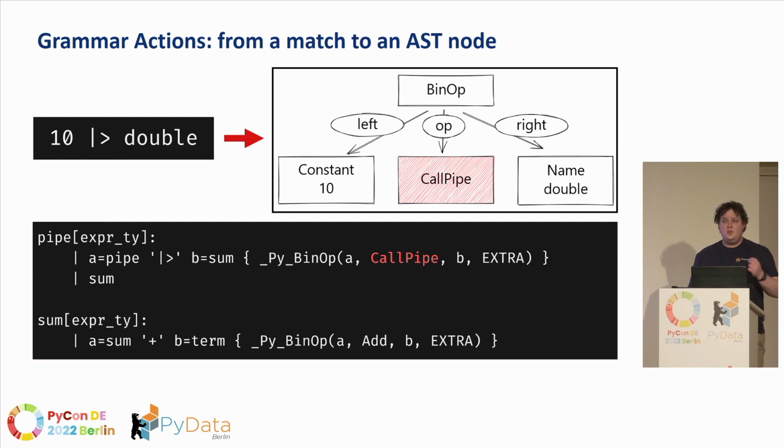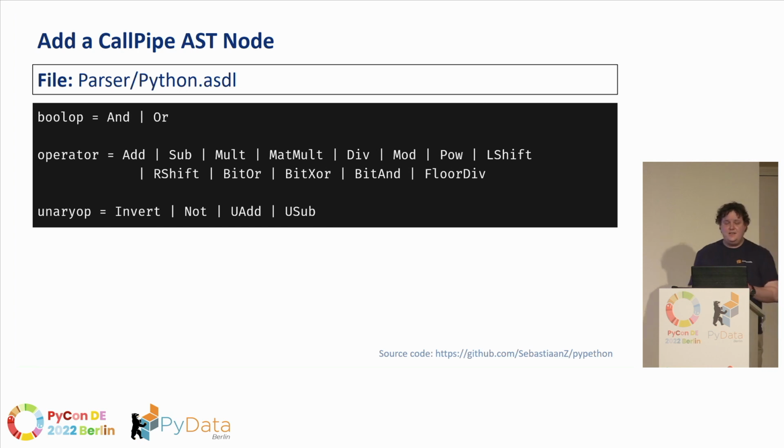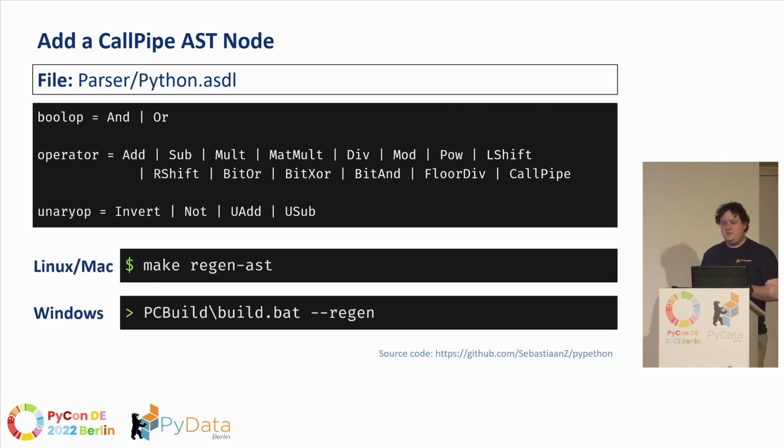Is that difficult? No, once again, there's a configuration file, and you can find it in parser/python.asdl, the abstract syntax description language. This is just a specification file that specifies all of the AST nodes that are available in Python. As you can see here, we have a list of operators, and this will be automatically turned into a C enumeration for us. Here we see the add operator to the left. The only thing we have to do is add our call pipe operator to the end. Then when we regenerate Python's abstract syntax tree, it will include support for the operator. The call pipe will be added as a new enumeration value to the operator enumeration.